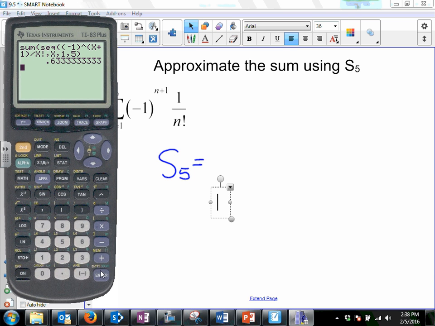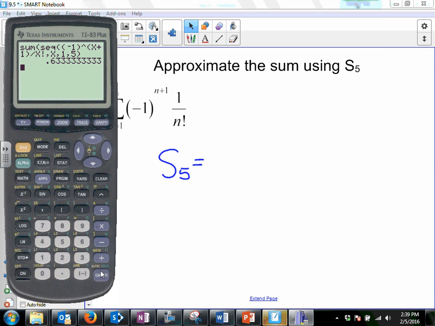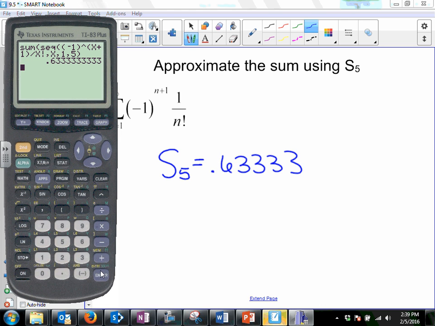Don't forget the parentheses around the n plus 1 for your exponent. So our sum is 0.63333.